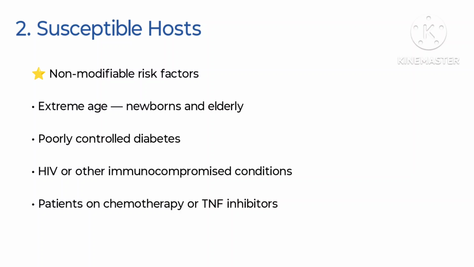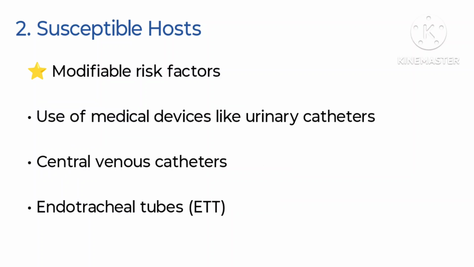In newborns, immune system is not developed fully, so they are at high risk to get infection. And in elders, their immunity decreases as age passes, so they are at high risk to develop infection. Next is poorly controlled diabetes, HIV or other immunocompromised conditions, patients on chemotherapy or TNF inhibitors. TNF inhibitors means tumor necrosis factor inhibitors. I will give a homework. Read about TNF inhibitors.